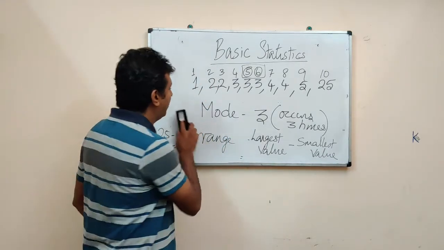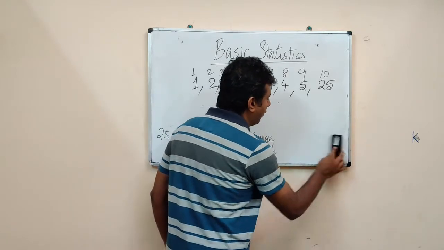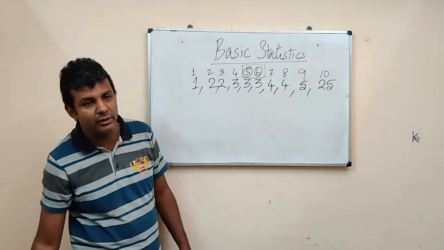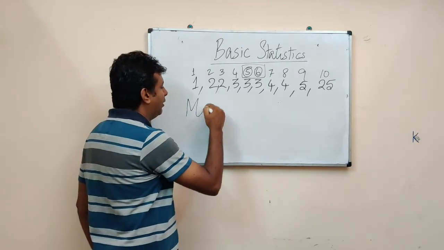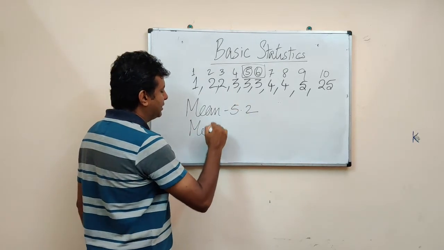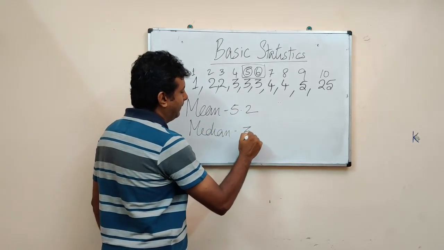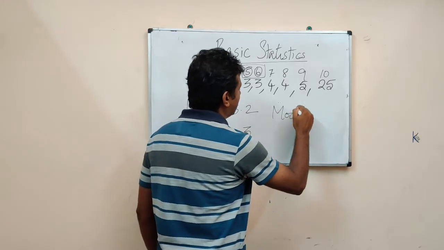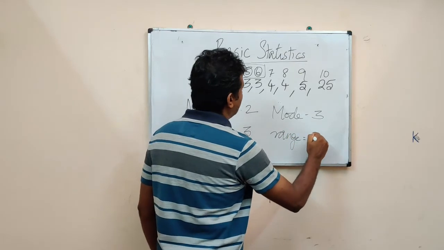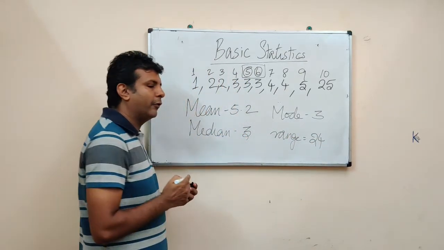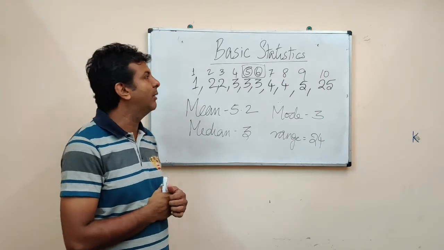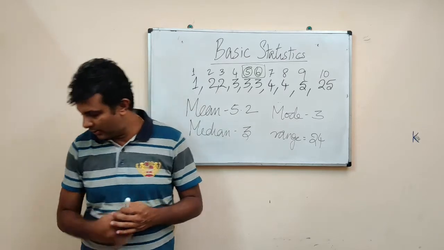Okay, or the set of numbers as we call it. So we found out the 4 values which correspond to basic statistical measures for the set. Let us recall all of them. Mean is 5.2, median is 3, mode is also 3, and the range is 24. These are the 4 basic values that we need to look at when we discuss basic statistics.